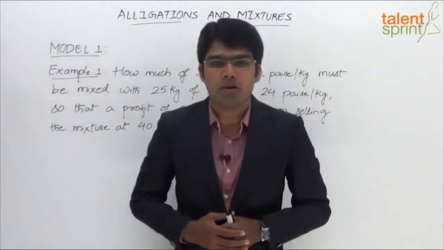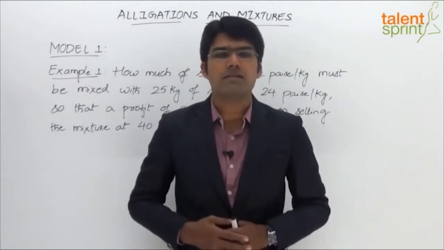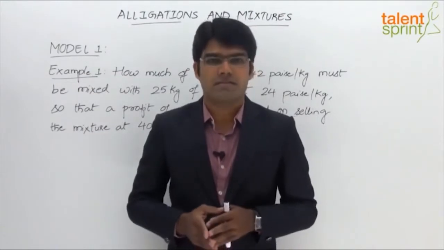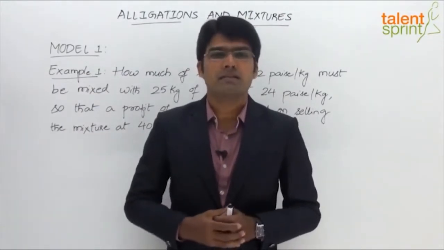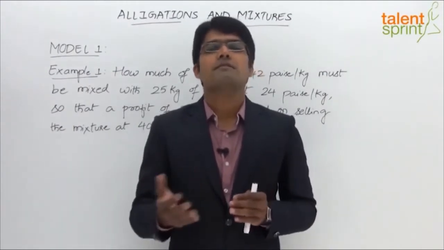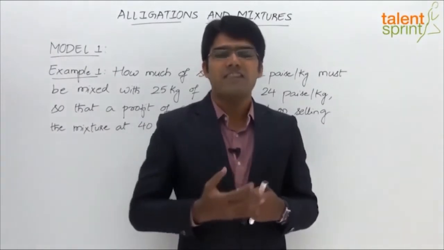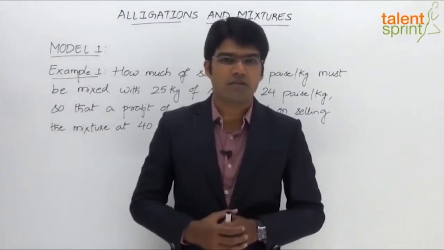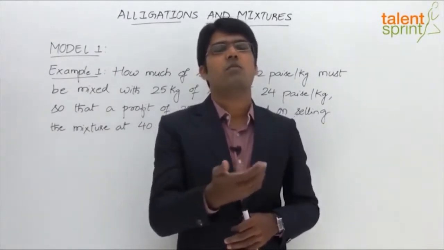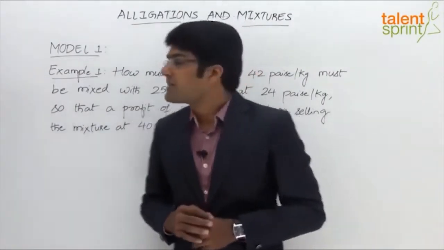Let us now look at model 1 from this topic of alligations or mixtures, where we shall deal with questions based on simple mixtures. A simple mixture is the one that is obtained by combining two same or different ingredients. For example, wheat mixed with wheat to obtain a mixture of wheat, or milk mixed with water to obtain a mixture of milk and water. Let's look at the first example.